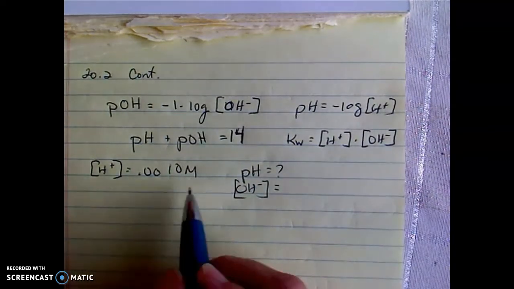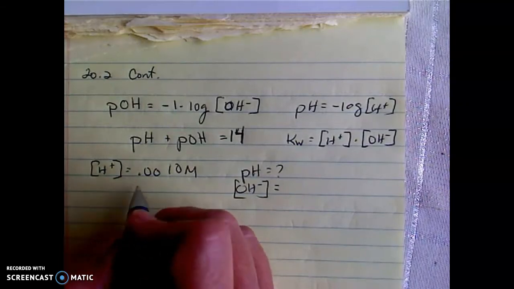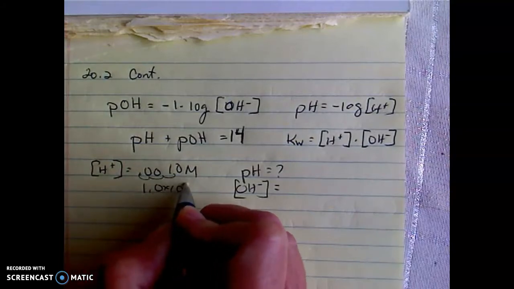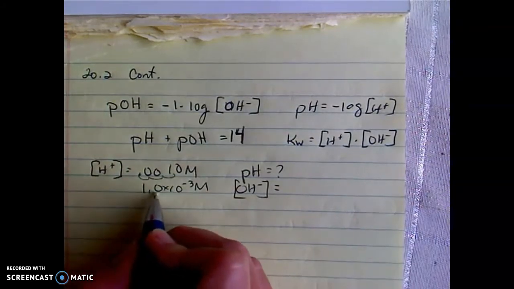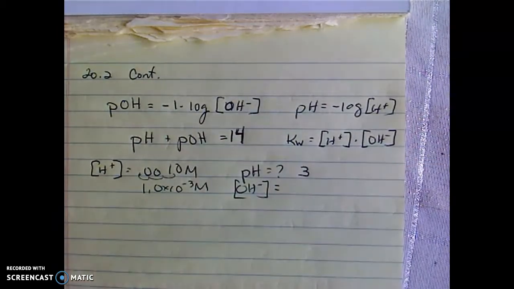What I would do first for pH is you could plug it right into the equation, but I'm going to take a little shortcut. This is 1, 2, 3, so this is 1.0 times 10 to the -3 molar. This is a 1, that's why I did that, and that's a 3. So I know my pH is 3.